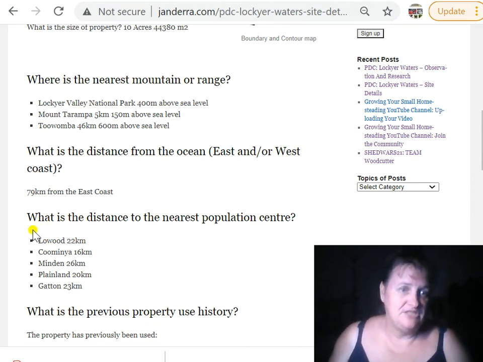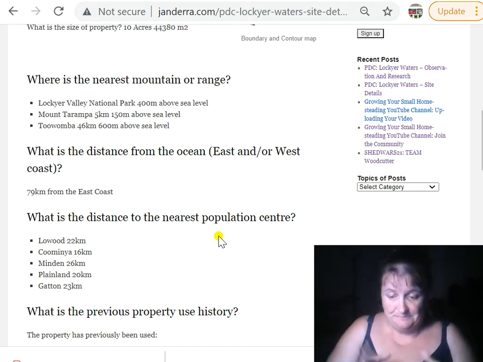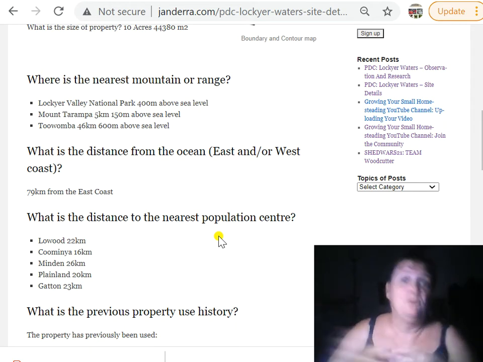So next question is, what is your distance to the nearest population centre? This is really important, especially if you're looking at making your property a viable income generating opportunity, and also from the perspective of being able to purchase supplies. Knowing what resources are close to you is incredibly important.